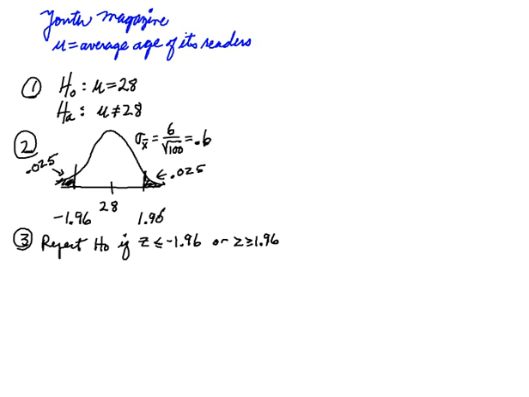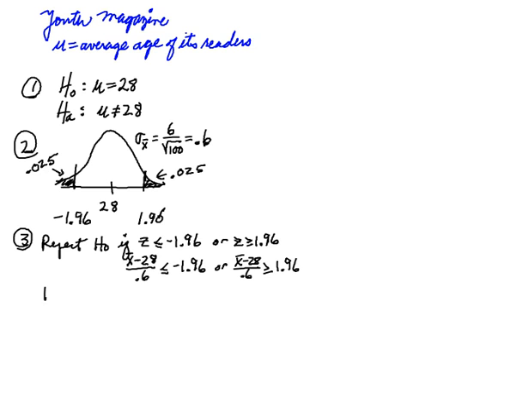But we're doing a type 2 analysis, so we want to change this rejection rule into a decision statement. And we also want to make our decision statement relative to x bar, not to z. So what I'm going to do is substitute what z is. It's x bar minus 28 in this case, divided by 0.6. So that would be less than or equal to negative 1.96, or x bar minus 28 divided by 0.6 is greater than or equal to 1.96.